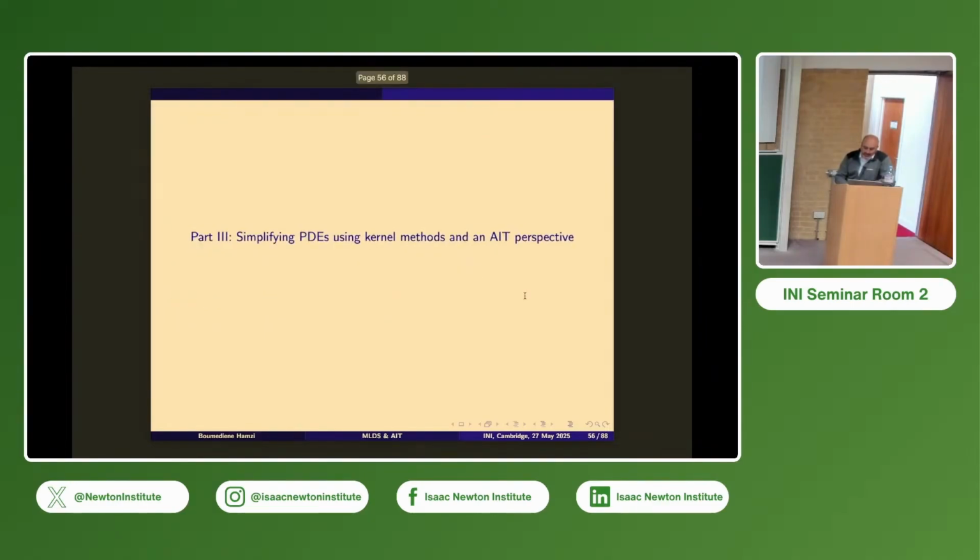Since we don't have much time left, I'm just going to go quickly over the last part, which is simplifying PDEs using kernel methods and Poincaré normal forms. I want to show that this can be understood from an AIT perspective as well. So just basically coming back to dynamics, where I started my talk.